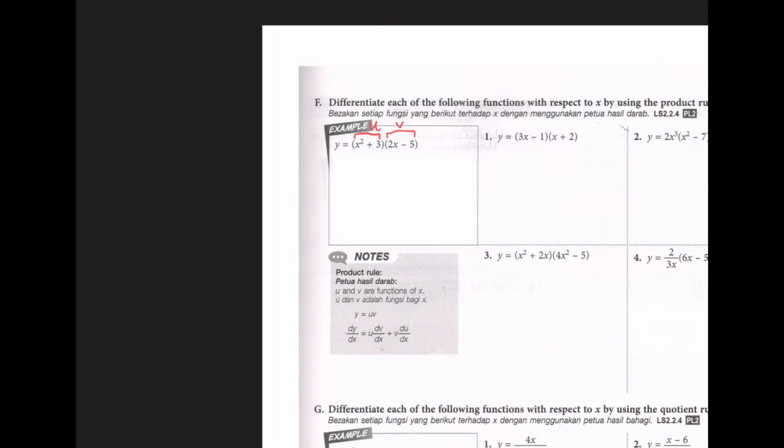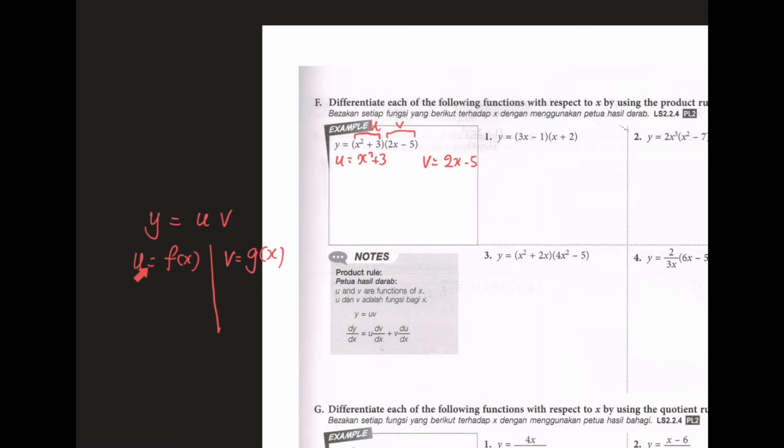Okay, I explain it in this way. You have y equal to uv. Let's say u equal to f(x), v equal to g(x). For example, u equal to x squared plus 3, v equal to 2x minus 5. So you can see two functions in x, same with this one.